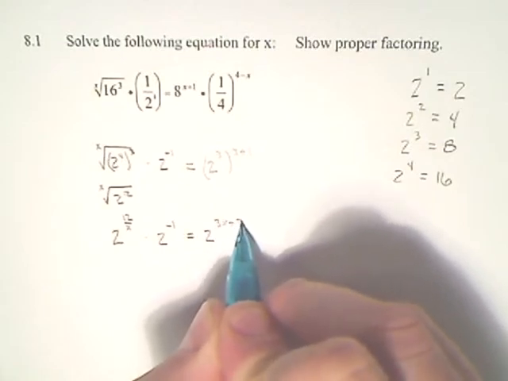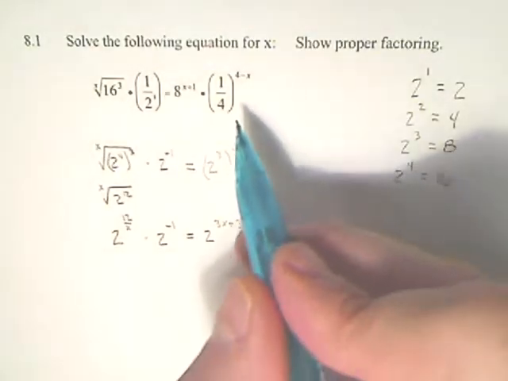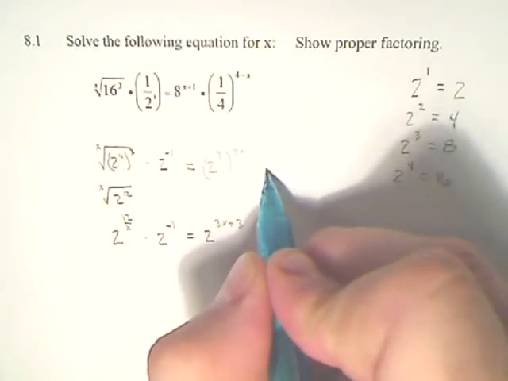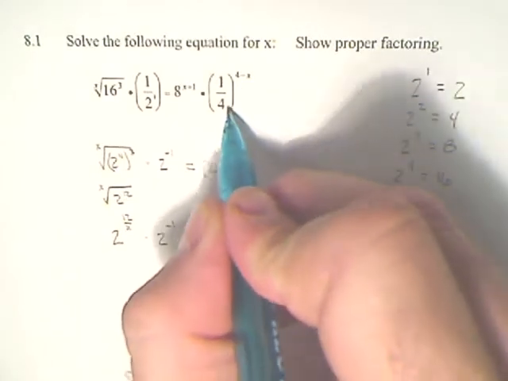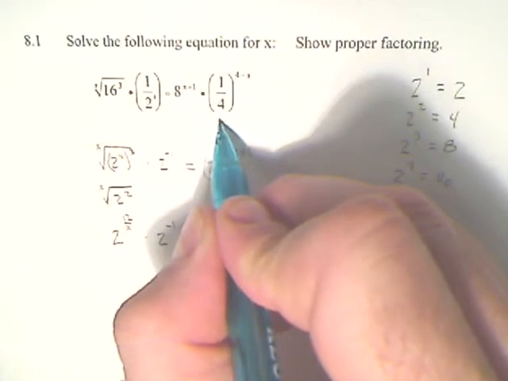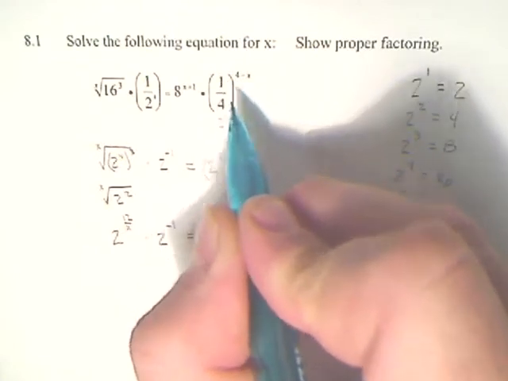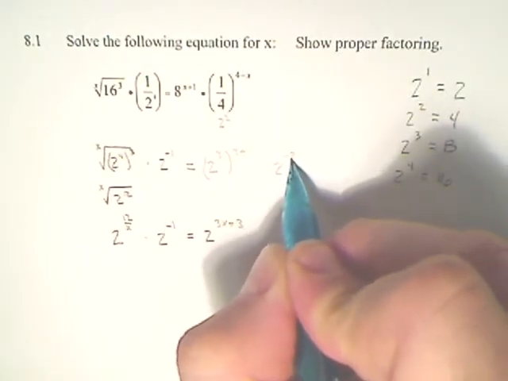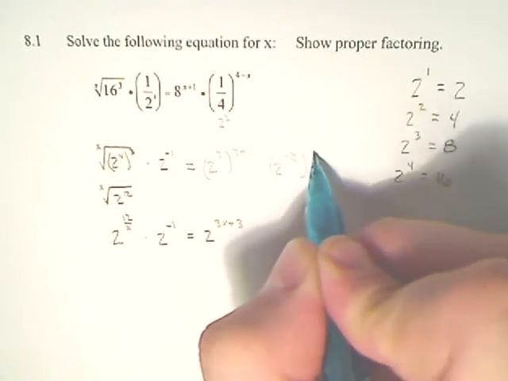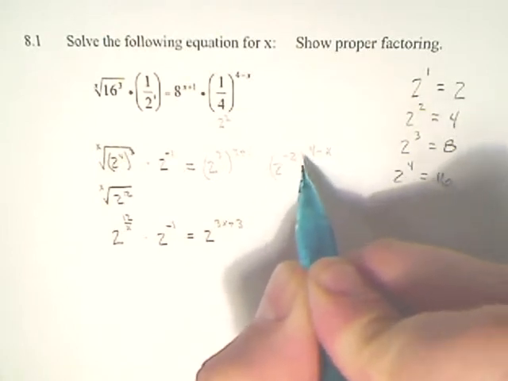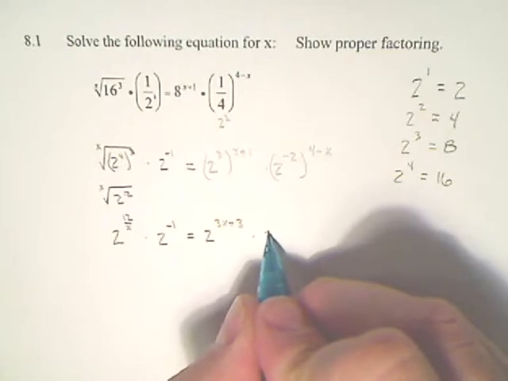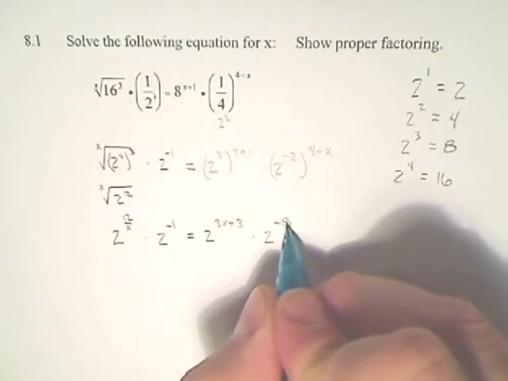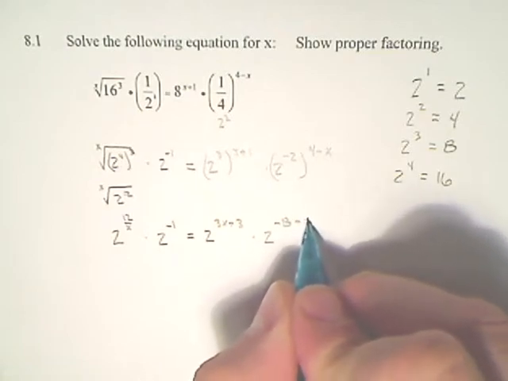3x plus 3. That is 2 squared. If you take the 2 squared and you move it to the numerator, it is 2 to the negative 2 power, which you will distribute the negative 2. Negative 8 plus 2x.